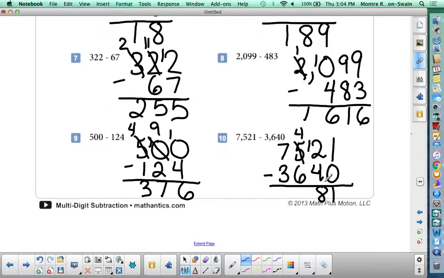4 minus 6 in the hundreds place we cannot do, so I'm going to borrow from the thousands place. Cross out the 7. The 7 becomes a 6. And the 4 in the hundreds place becomes 14. 14 minus 6 is 8. Moving to the thousands place. 6 minus 3 is 3. Let's not forget our comma.